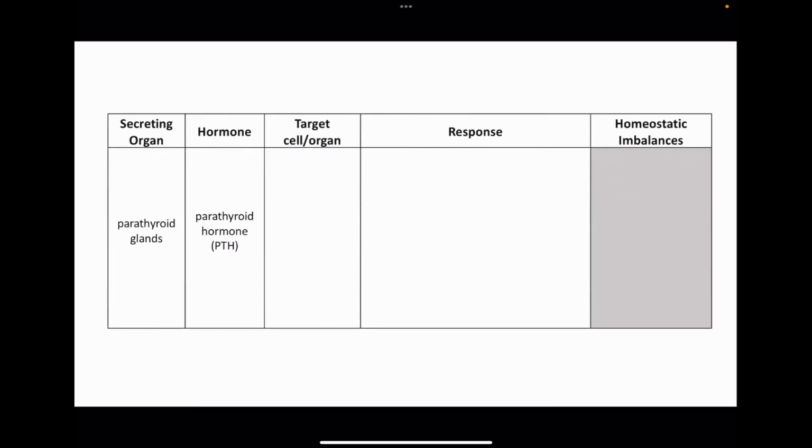So then the secreting organ is the parathyroid gland. The hormone is parathyroid hormone, abbreviated PTH. We have 3 different targets. Again, you should already be familiar with this. Our osteoclasts and bones, our kidneys, or you can also say kidney tubules, either one's fine. And then our intestines.